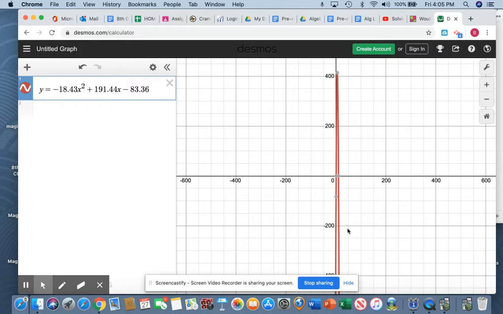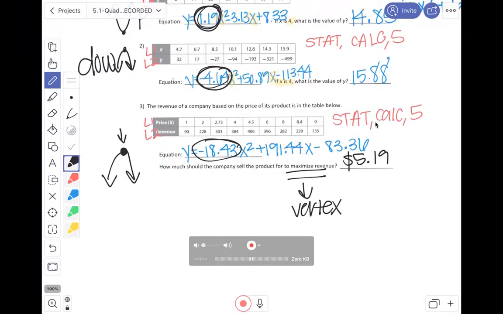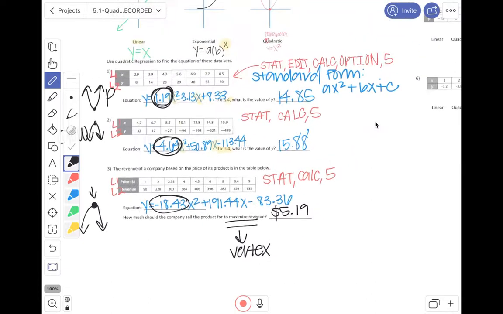Zoom, zoom. And if you can see, it's going this way, and right here is my vertex. So if it's asking how much should the company sell the product for maximum revenue, well, then we need to look at the price, which is X. So they should sell the product for this, the X value, 5.19, the vertex. Okay, going back here to our notes.